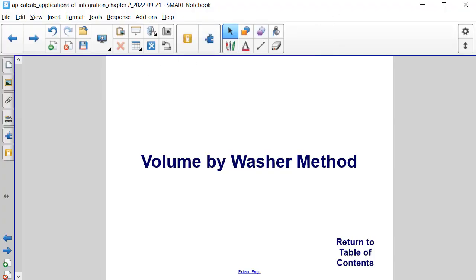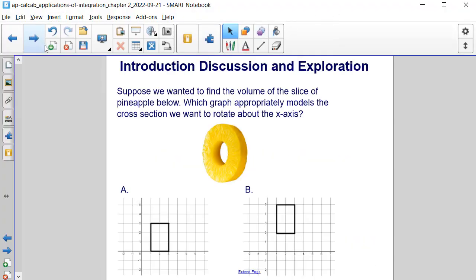Volume by washer method. Suppose we wanted to find the volume of the slice of pineapple that's shown here below. Which graph approximately models the cross-section that we would want to rotate about the x-axis? Would it be graph A or graph B?